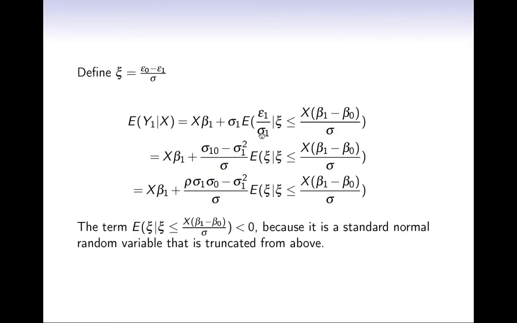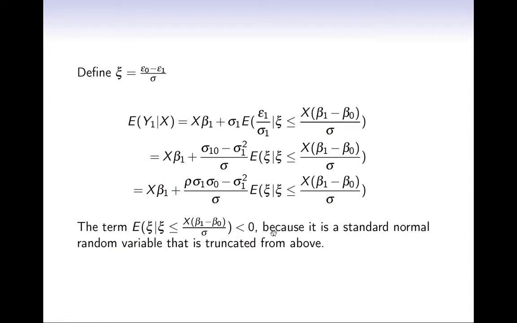Okay, so now let's look at this example. Here I just replaced this epsilon 0 minus epsilon 1 with psi to make the notation simpler. Okay, this is the covariance of epsilon 0 and epsilon 1 minus the variance. So that was applying that formula from the previous page. We can write it this way, and in terms of the correlation coefficient, we can write it this way.